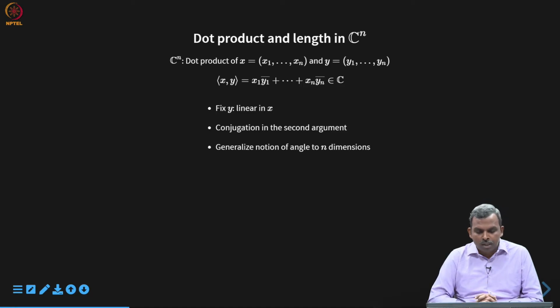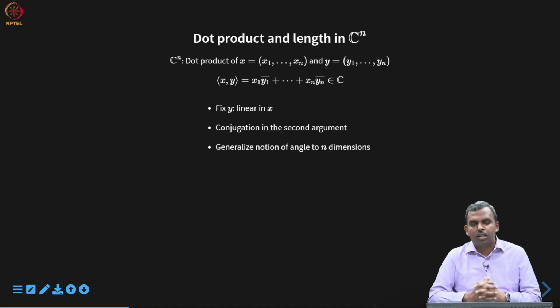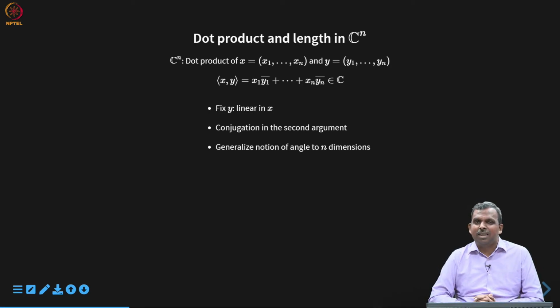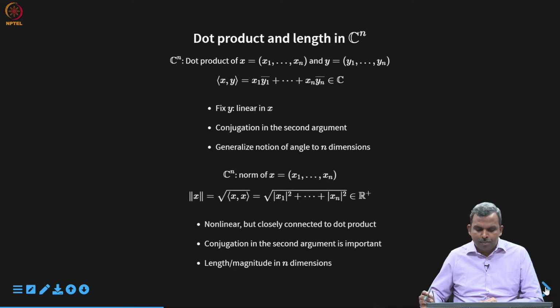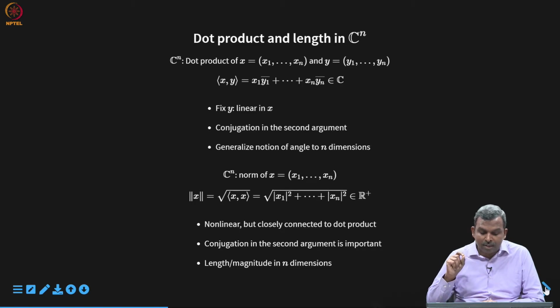Okay, so anyway, this generalizes the notion of angle. The dot product also indicates some similarity between the two vectors. In the same way, you can also look at the norm. The norm for a complex vector x is the square root of the sum of the absolute value of xi squared. Notice how the conjugation is very important.